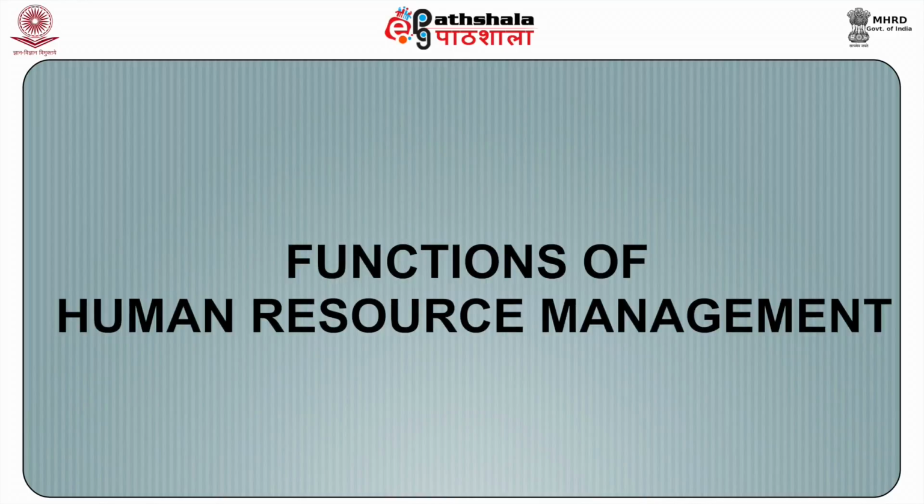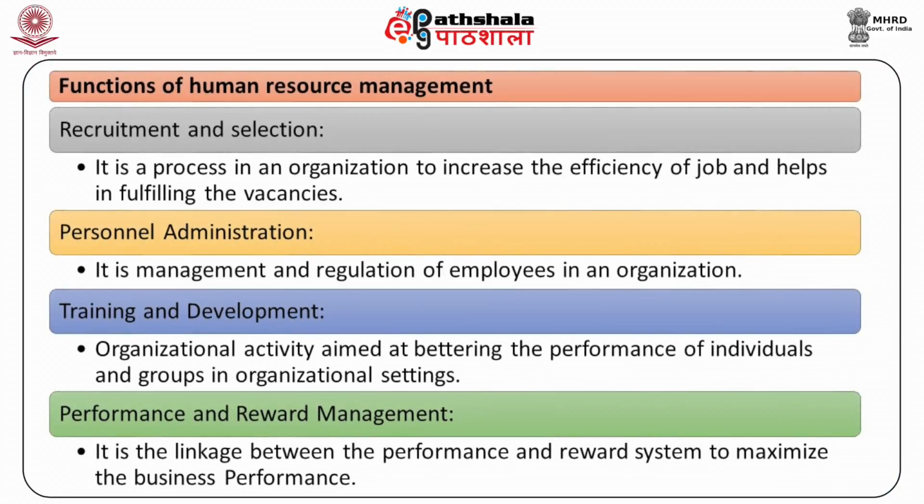Moving on to the functions of human resource management. The first function is that of recruitment and selection. It is a process in an organization to increase the efficiency of job and helps in fulfilling the vacancies. The second function is that of personnel administration. It is the management and regulation of employees in an organization. Training and development is an organizational activity aimed at bettering the performance of individuals and groups in organizational settings. Performance and reward management is the linkage between the performance and reward system to maximize the business performance.